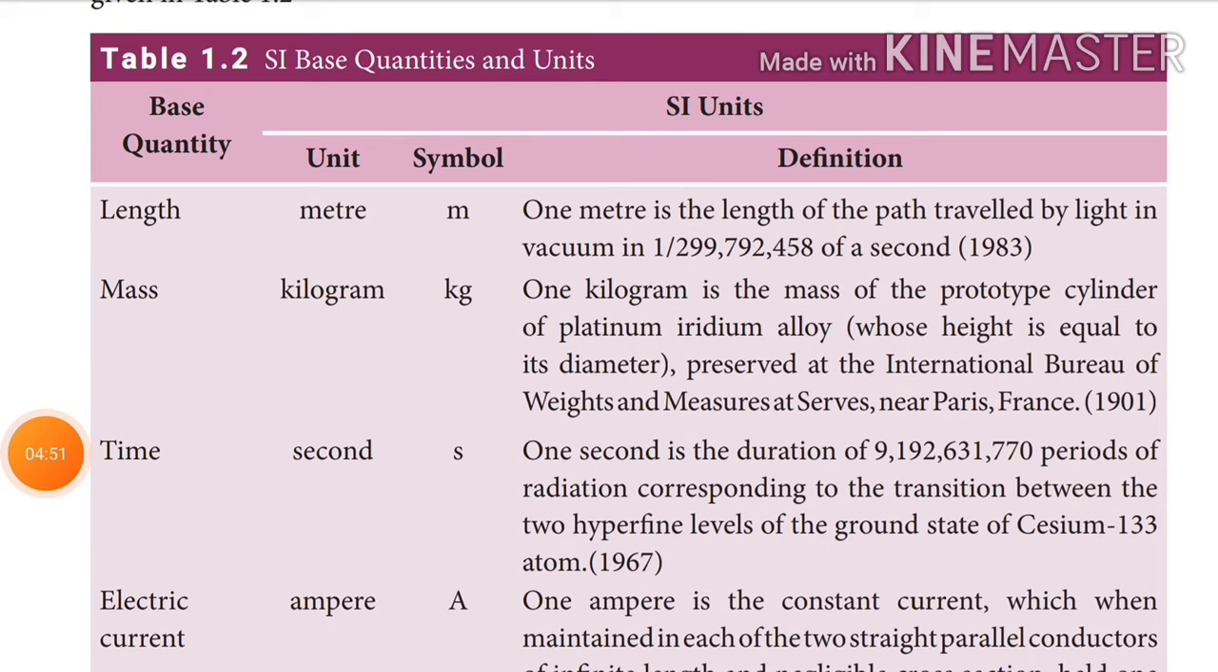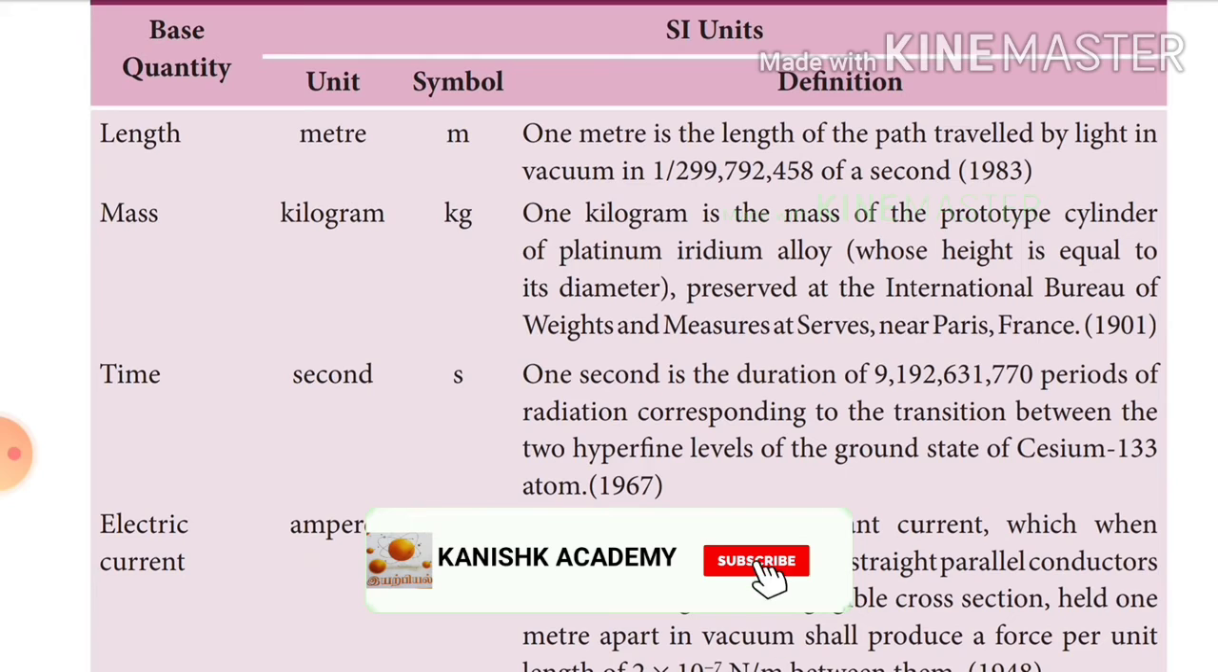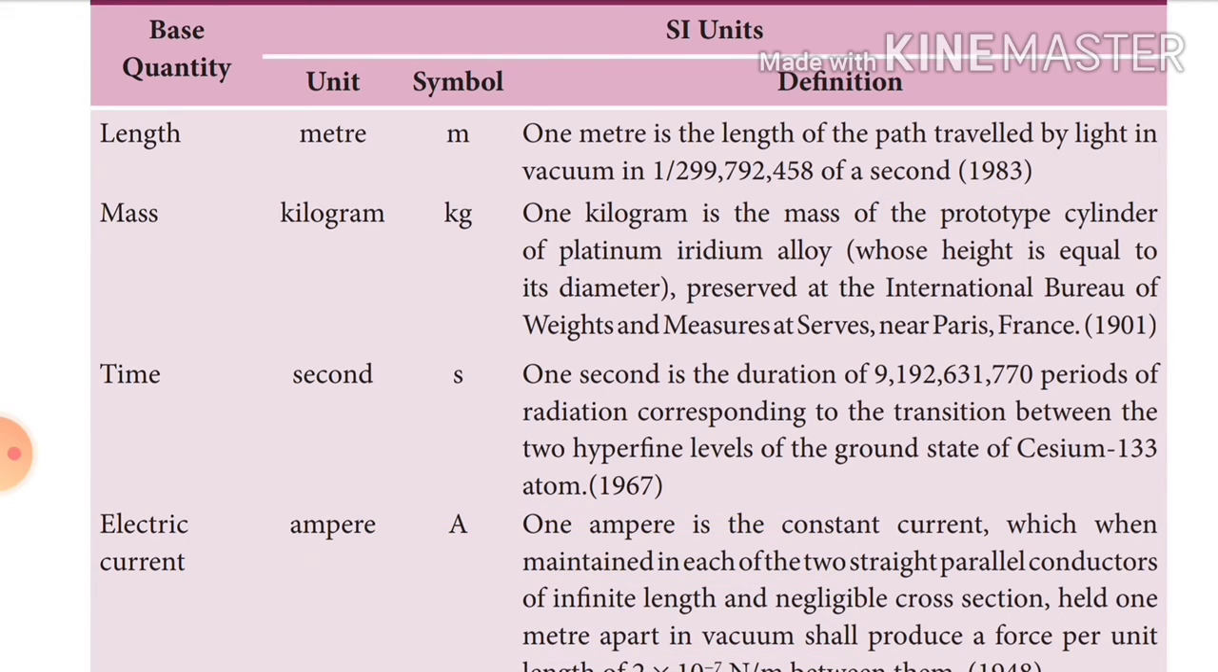There are 7 fundamental units as given in the table. Let's see one by one. First one, base quantity, length, unit meter, symbol small m. The definition of meter: 1 meter is the length of the path traveled by light in vacuum in 1 divided by 299,792,458 of a second.